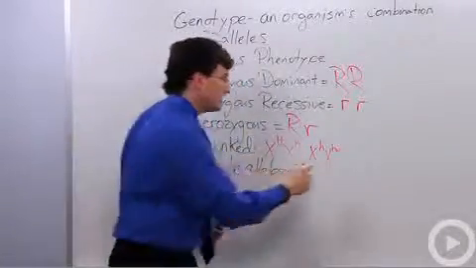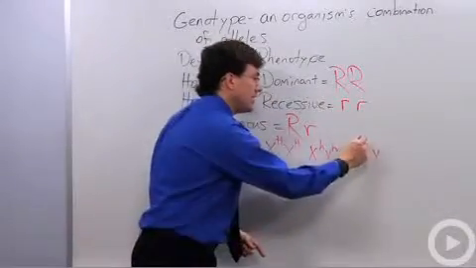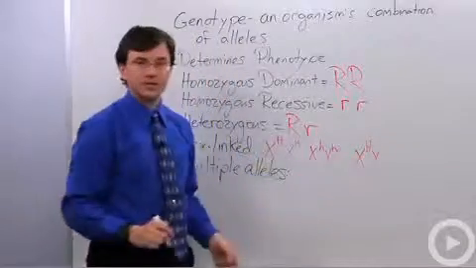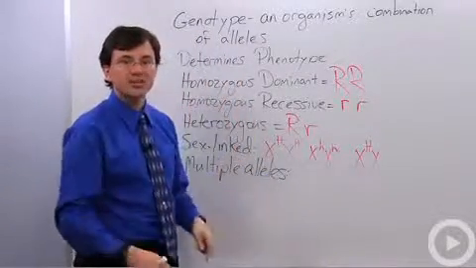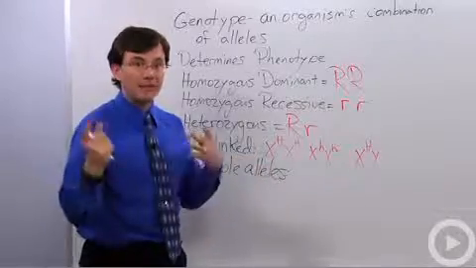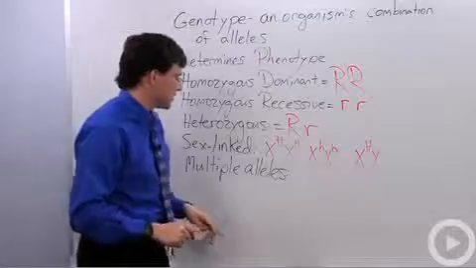Males, on the other hand, because they only have one X chromosome and a Y, they can only have one copy. So their genotype, instead of being called homozygous or heterozygous or whatever, it's called hemizygous. Hemi meaning half. So only half of the chromosomes came together in that case.